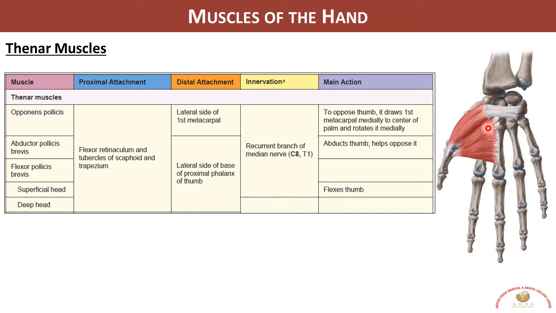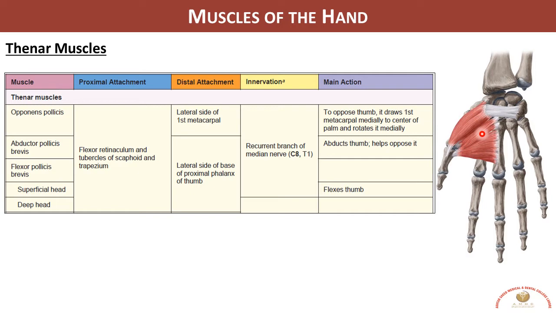They are originating from there, but the insertion is slightly different. The abductor pollicis brevis and the flexor pollicis brevis attach on the lateral side of the base of the proximal phalanx of the thumb. But the opponens pollicis, which lies below that, attaches over the lateral side of the first metacarpal. The flexor pollicis brevis has a superficial head and a deep head. Here you can see these three muscles.